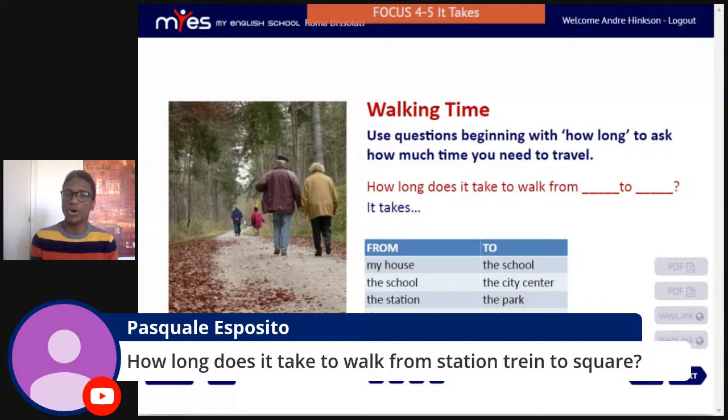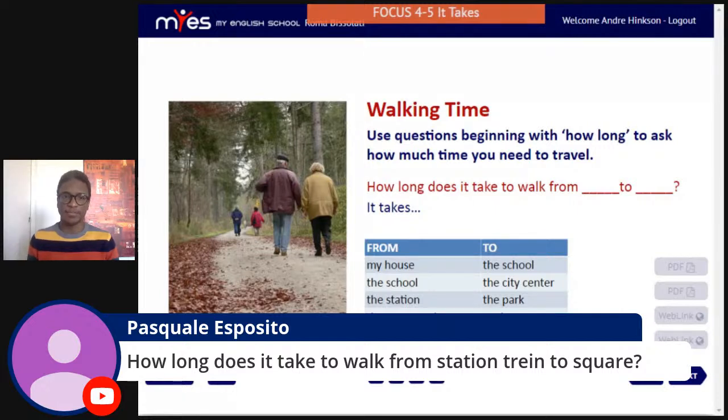Can anyone tell me? Okay, for you, Pasquale, it takes 15 minutes. That's a good little exercise. It takes 15 minutes to walk from the train station to the square. Excellent. Do we have any other questions?